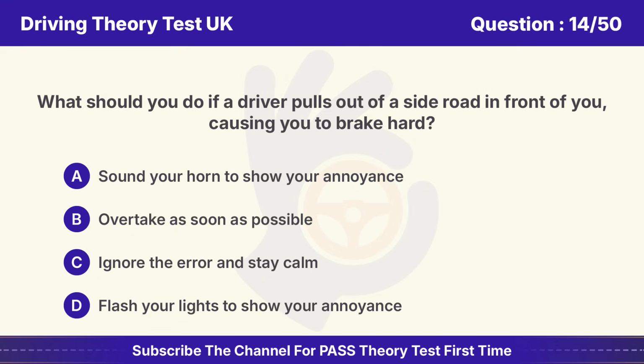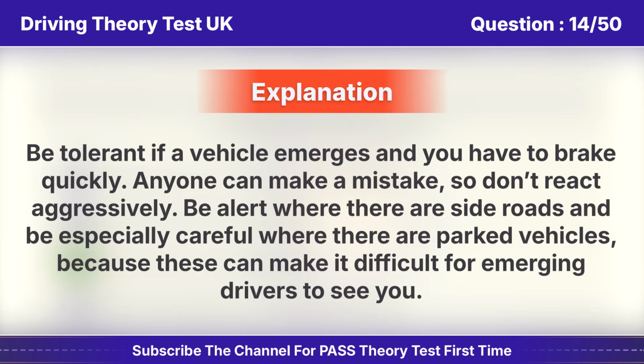Question 14. What should you do if a driver pulls out of a side road in front of you, causing you to brake hard? Answer is C. Ignore the error and stay calm. Be tolerant if a vehicle emerges and you have to brake quickly. Anyone can make a mistake, so don't react aggressively. Be alert where there are side roads and be especially careful where there are parked vehicles, because these can make it difficult for emerging drivers to see you.